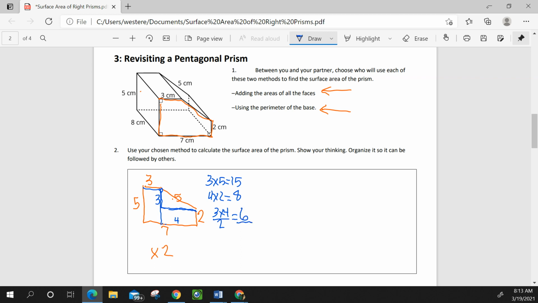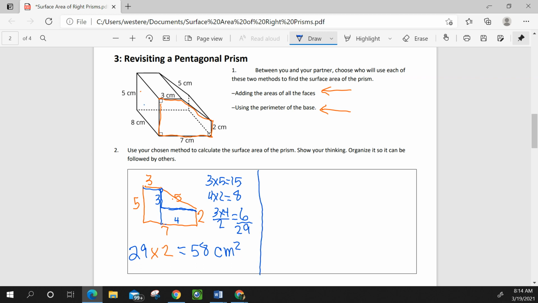Now I need to add those together. 15 plus 8 plus 6 is 29. 29 times 2 is 58. So the two bases, the surface area total of the two bases is 58 centimeters squared. Okay?